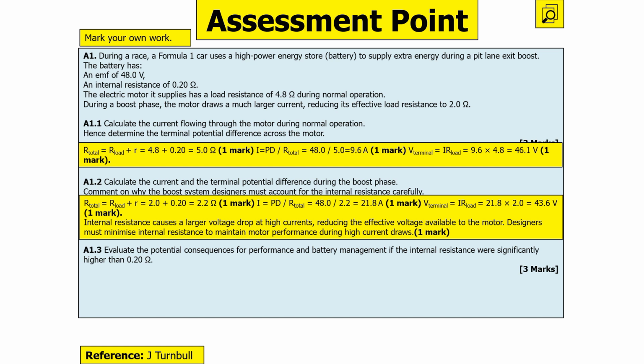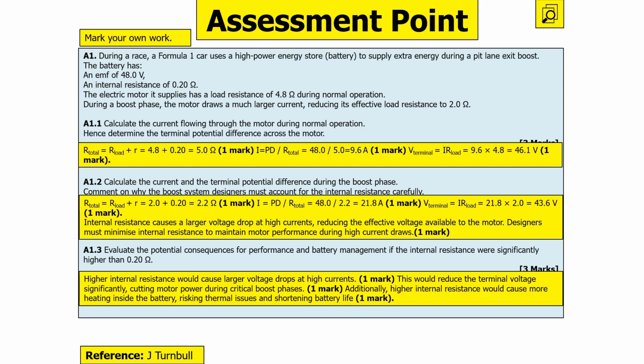So what this tells us is something quite important, that the internal resistance causes a larger voltage drop at higher currents, so it reduces the effective voltage available to the circuit, the motor in this instance. So designers must minimize the internal resistance to maintain the motor performance when the high current is being drawn by the F1 car. Now finally, a higher internal resistance would cause larger voltage drops at high currents.